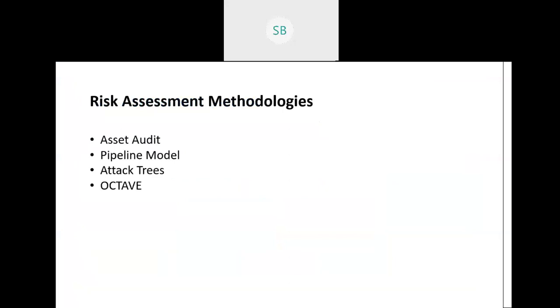So first is the asset audit, the pipeline model, attack trees. It's not regular trees, okay, it's a kind of bug, we'll see now. And next one is the OCTAVE. So what does this asset audit do?